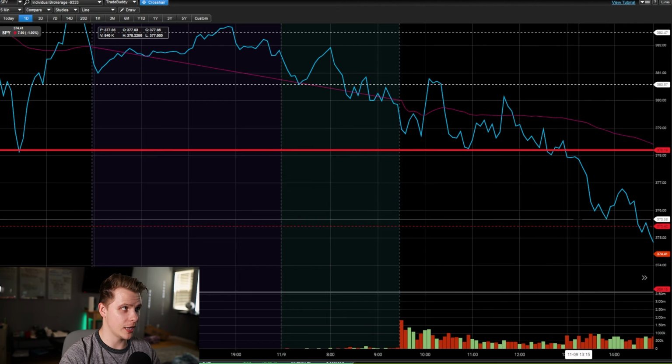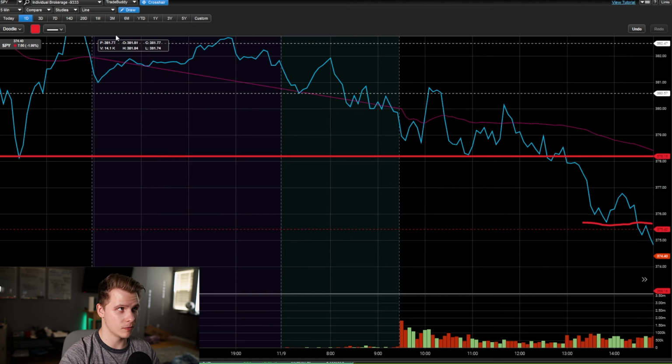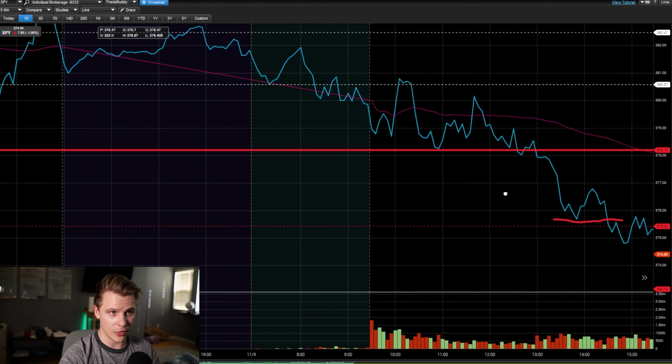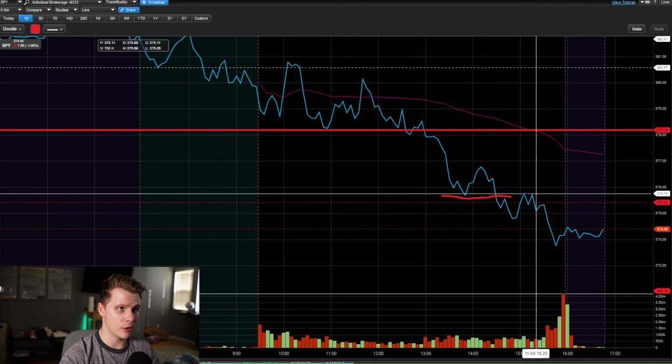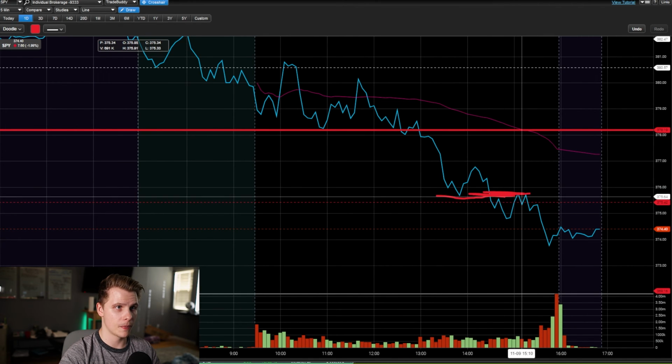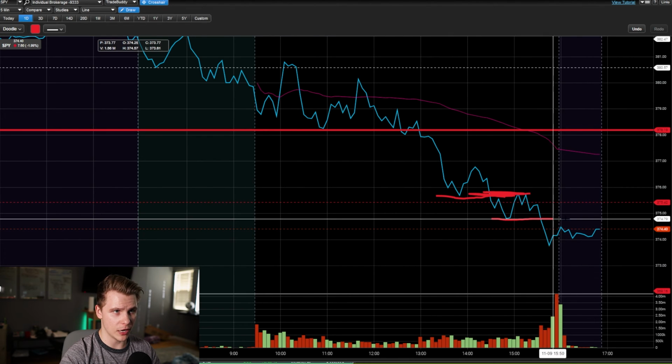As long as it holds against 375.68 as resistance, it still is downtrending. And you can see it did exactly that. It broke down, bounced up, and rejected. And then we had that one last breakdown right there below 374.79.